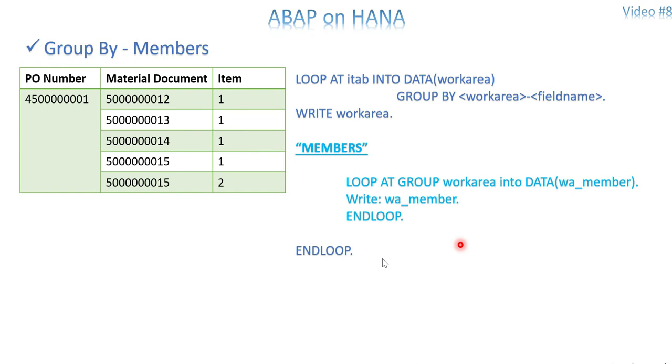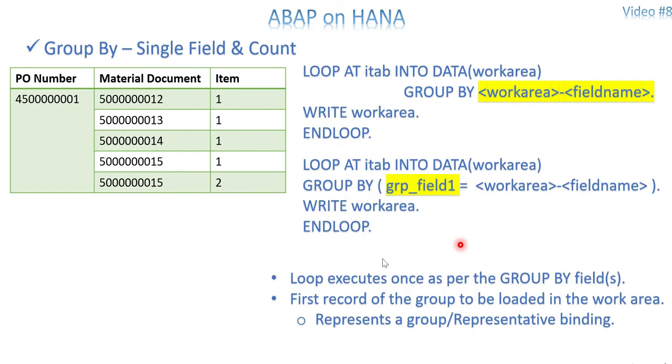And the next one is members. Why do members come into the picture? Here you can see only one record available, like PO number, material and item. But for my business requirement, I need all the data of the group, this one group. I need to retrieve all the data, so we call it the members of the group. If you want all the data of the group, you have to ask for the members of the group. So how do we get the members of each group?